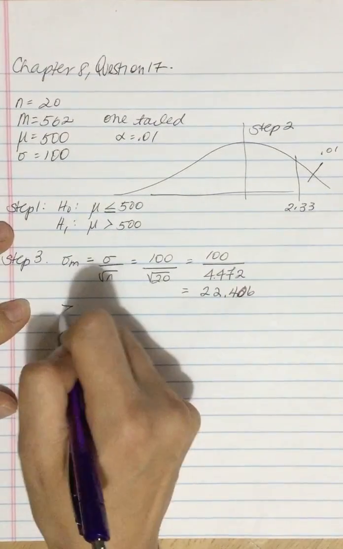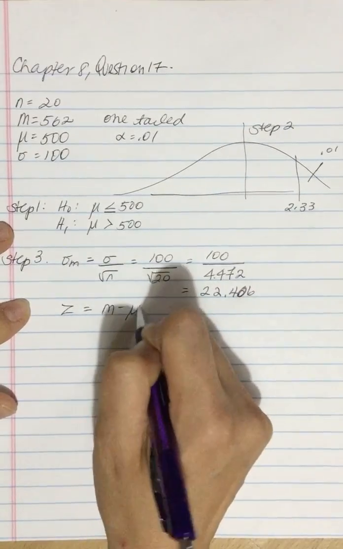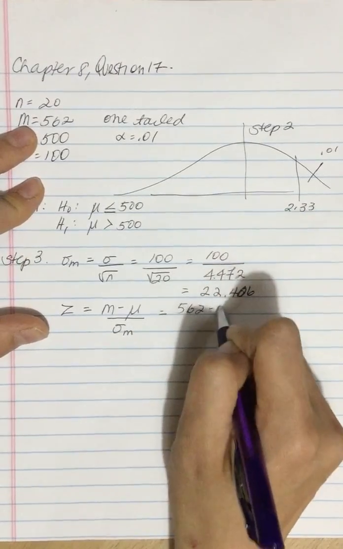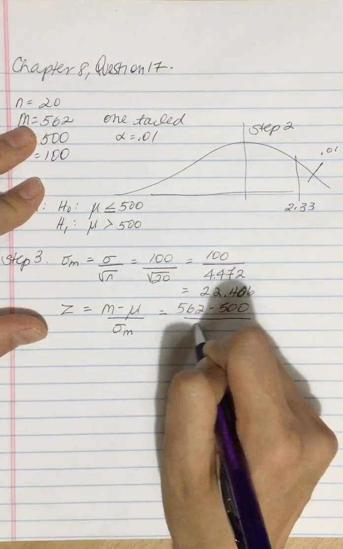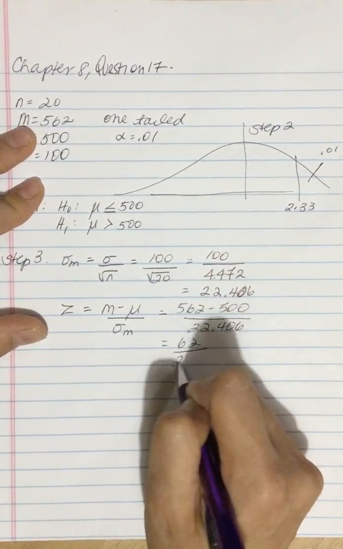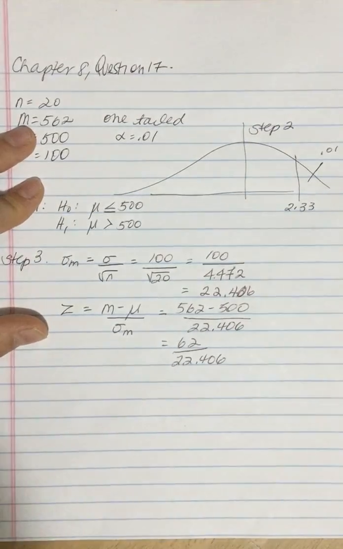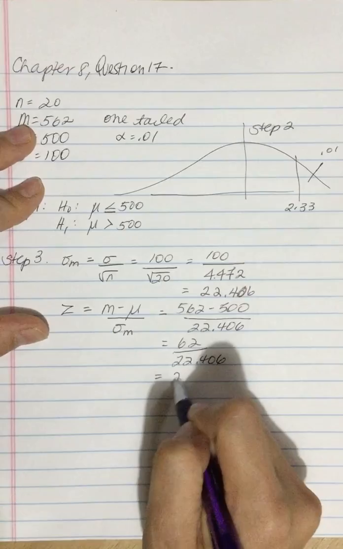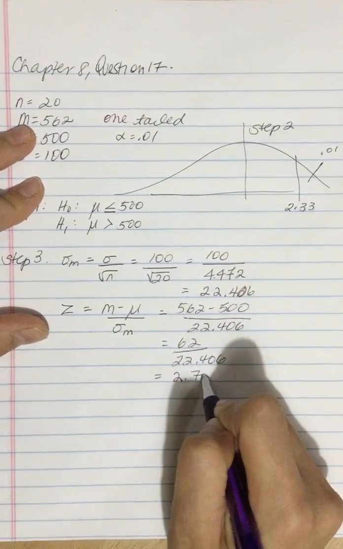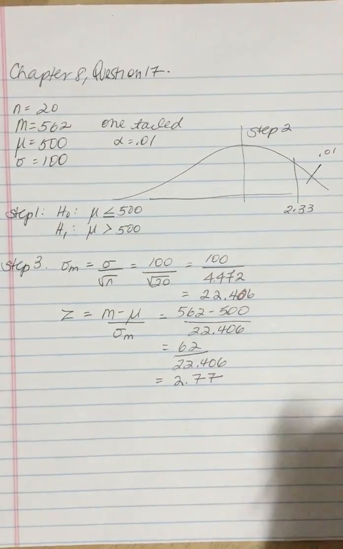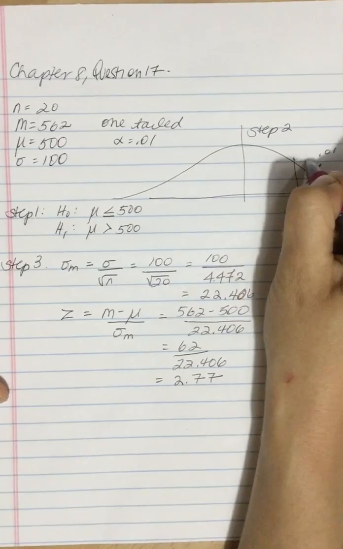Then we're going to plug that into our Z score formula. So 562 minus 500 divided by 22.406. So we've got 62. And that value is 2.77. So 2.77 is more extreme, falls out here.